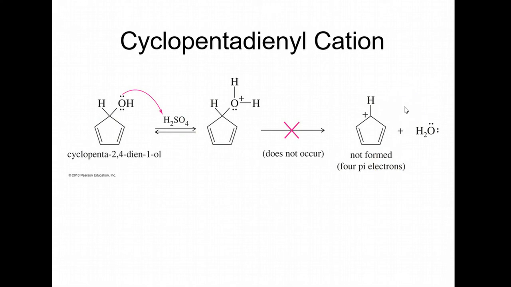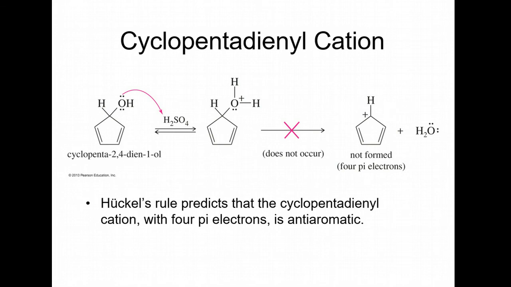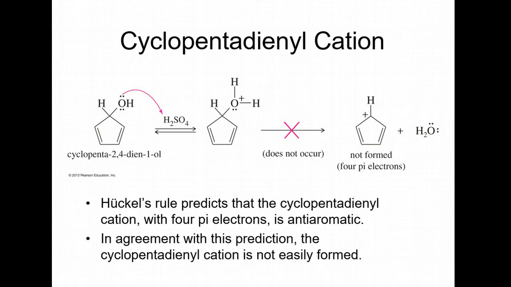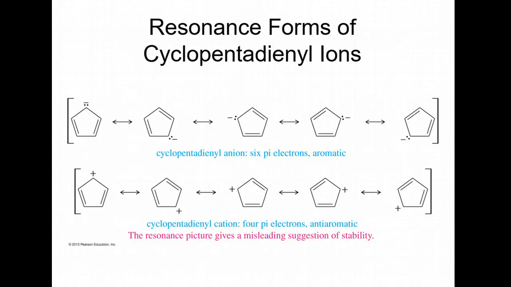Anti-aromatic compounds are unstable. They don't want to form. So even though I'm forming something that looks like it can do resonance structures, it actually doesn't, because it's considered anti-aromatic. Hückel's rule predicts that the cyclopentadienyl cation is anti-aromatic. In agreement with this prediction, the cyclopentadienyl cation is not easily formed. So this was proof of Hückel's rule, that in doing something like this, you can't actually form that compound because it's anti-aromatic. So this proves anti-aromatic compounds aren't stable.